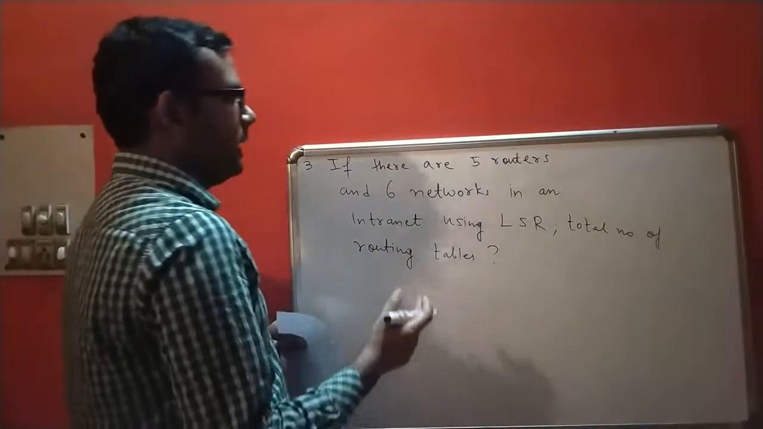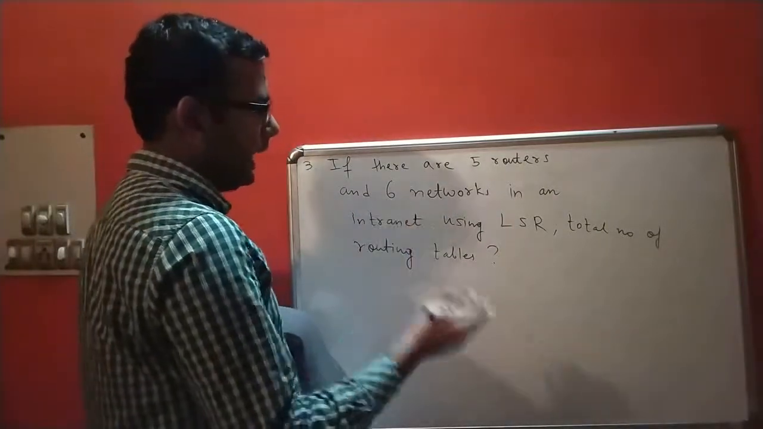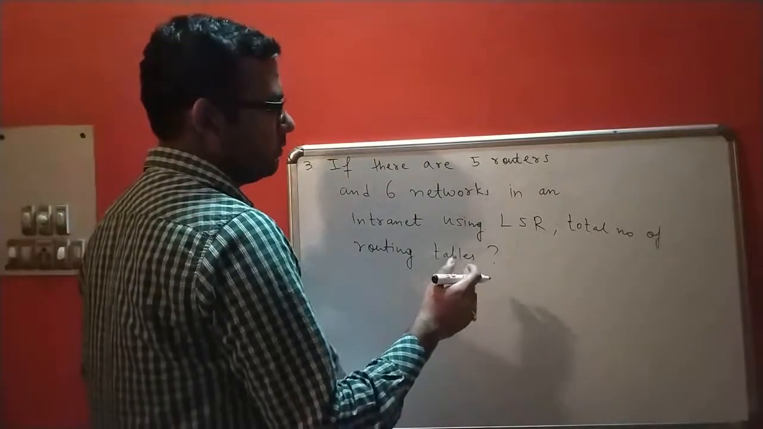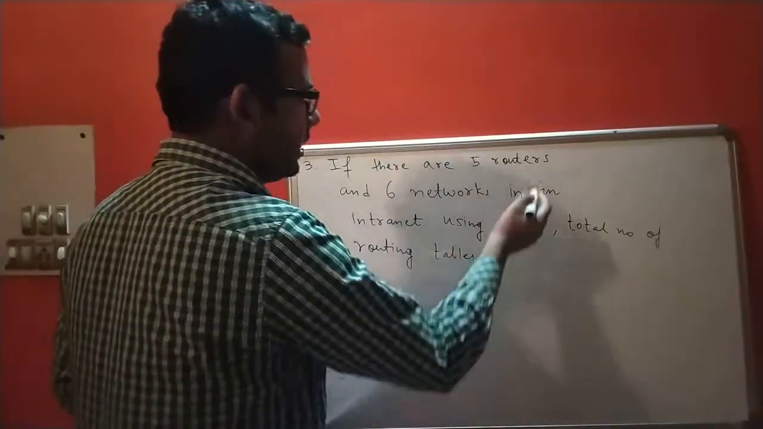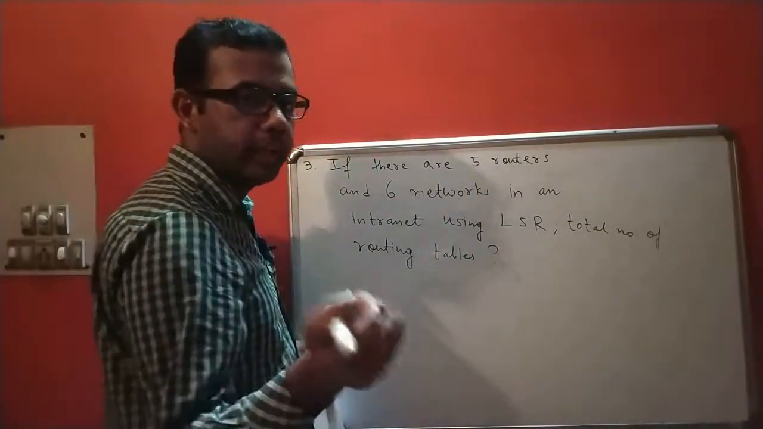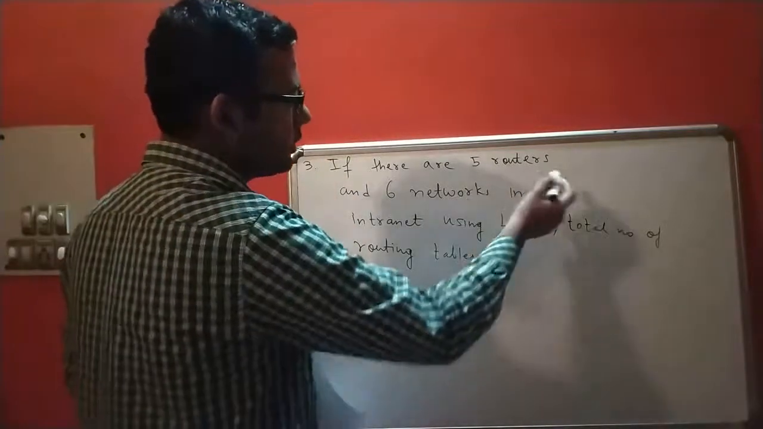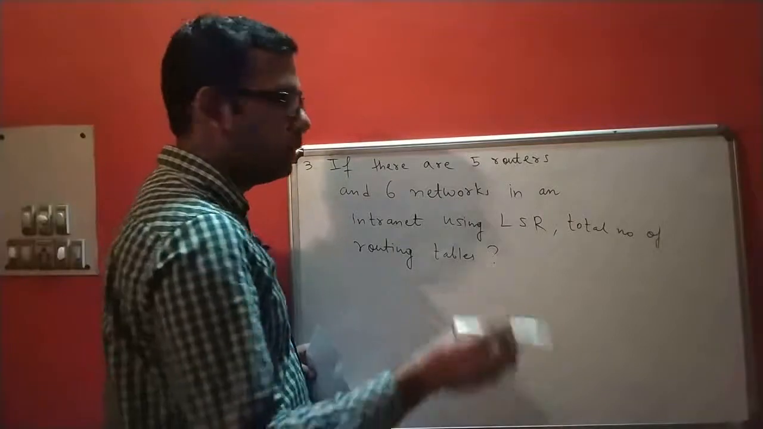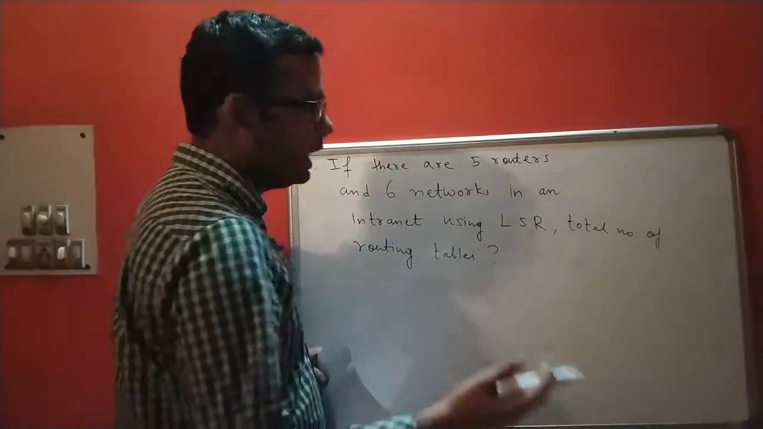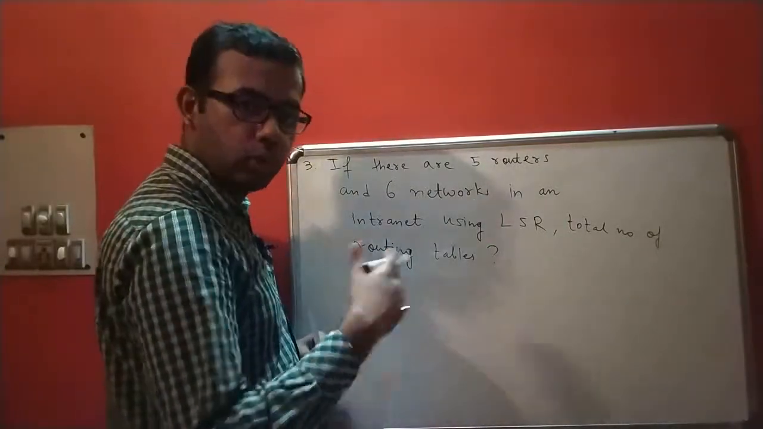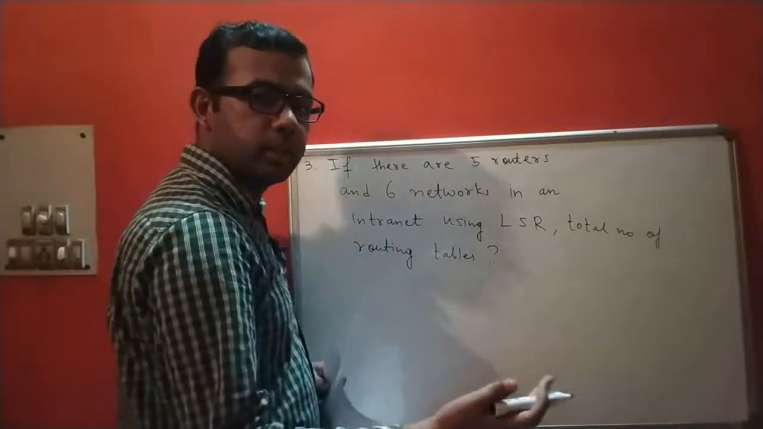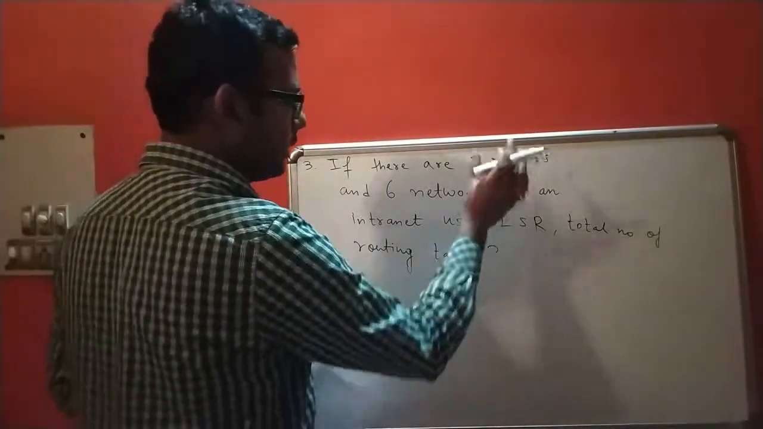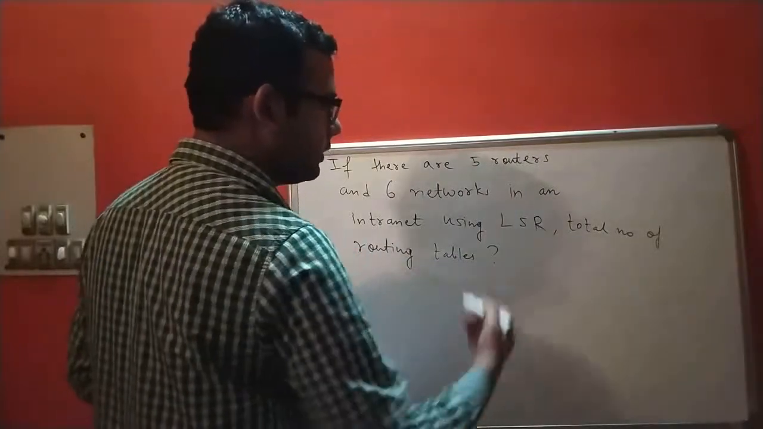You take up any network of devices using any algorithm. If there are routers, every router will maintain a routing table. How many routers do we have here? We have 5 routers. Every router will maintain a routing table of its own in order to be able to route packets to all networks it is connected to. As a result, here we have 5 routers and we are being asked to find the total number of routing tables.